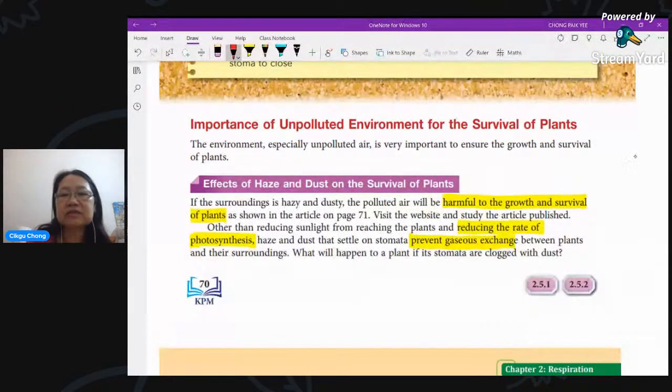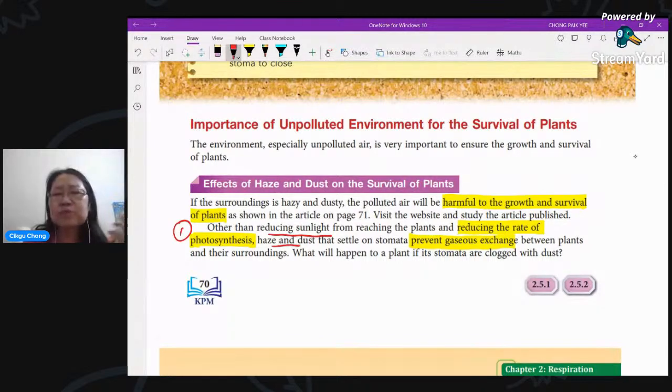The first thing is it will reduce the sunlight. When it's haze, it blocks the sunlight. When it blocks the sunlight, it reduces the rate of photosynthesis. The rate of photosynthesis will drop because there's not enough brightness, so it cannot carry out as much photosynthesis. The rate will be very low. Less food will be produced. Another thing is the dust and the haze will block the stomata.